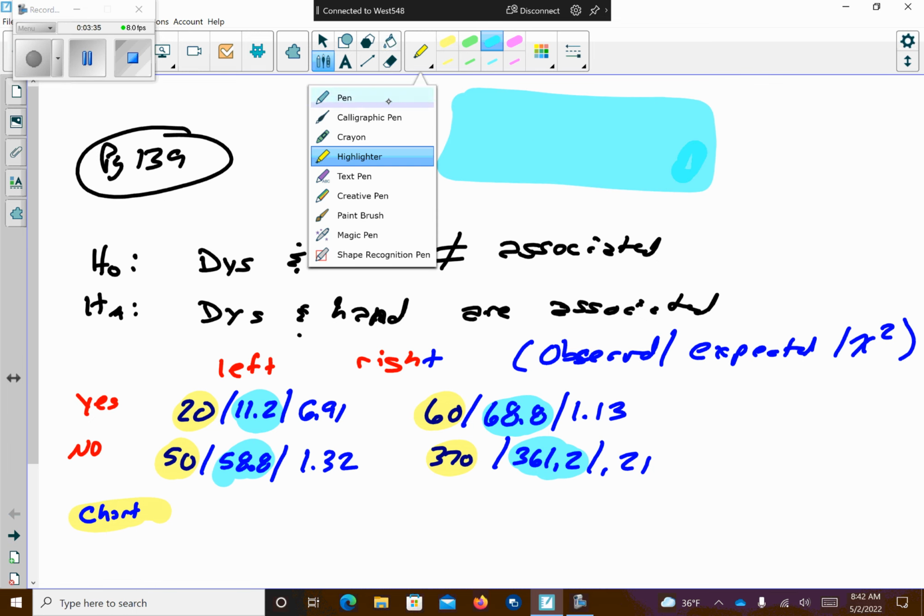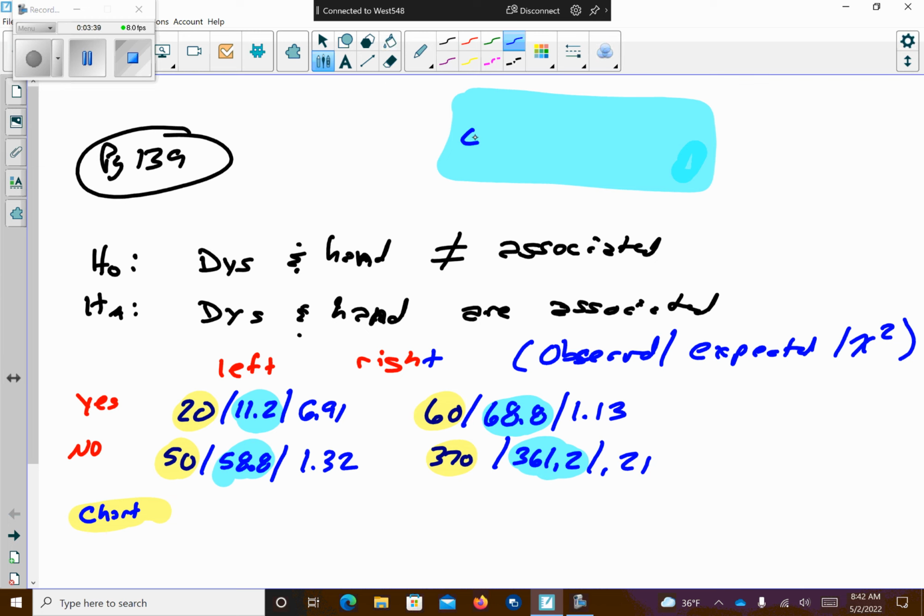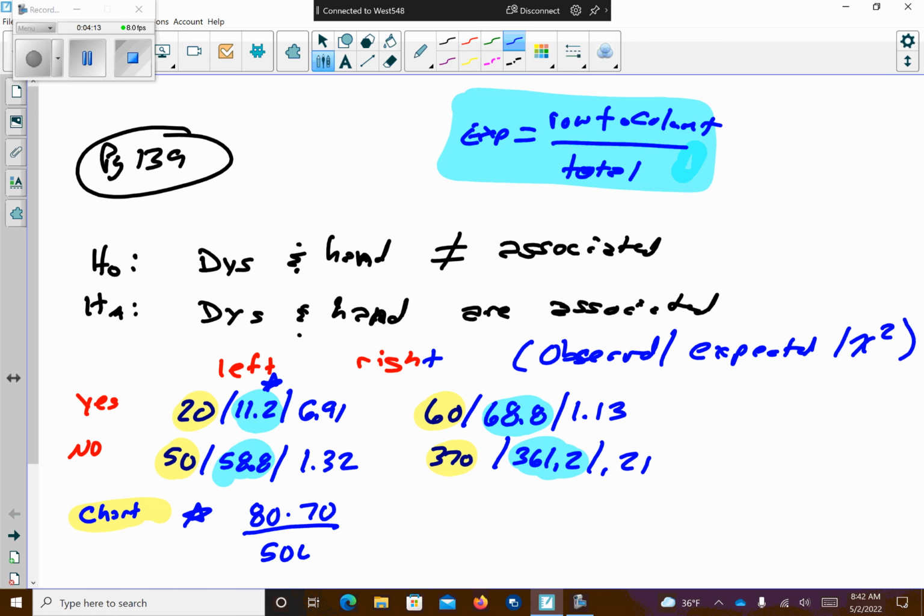All right, so the expected value is the row total times the column total divided by the total. Okay, so if you looked at the example of how they got, I'll do this first one, how they got that 11.2, they did a row total, which was 80, times a column total, which was 70, divided by the entire total. So this is how they would have gotten this for the expected value. Okay? Does that make sense? How to get blue?